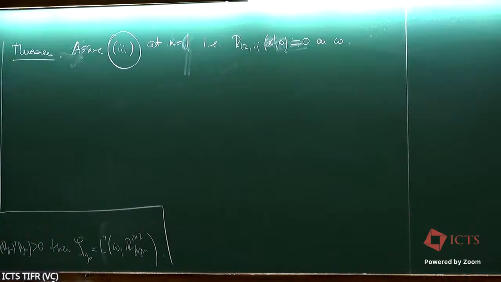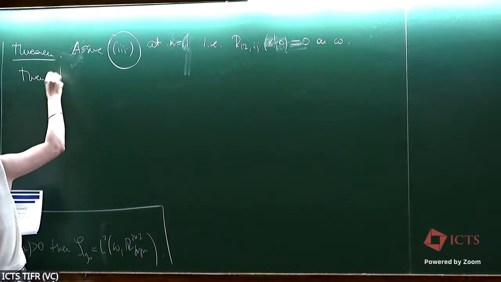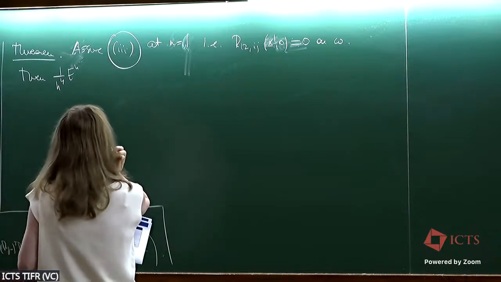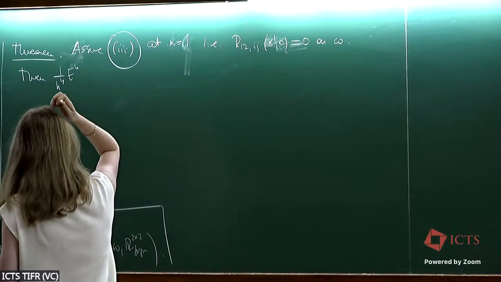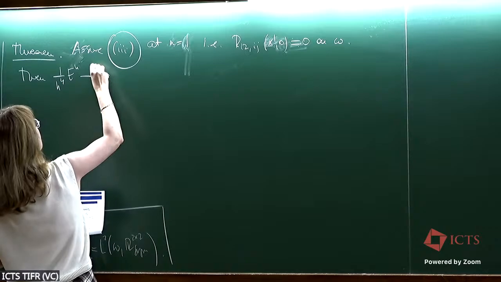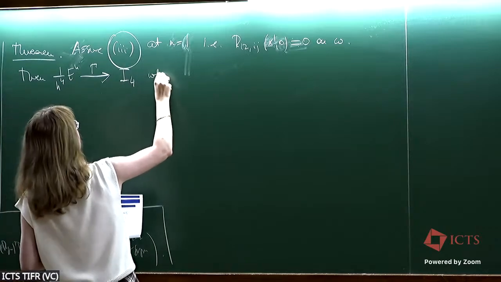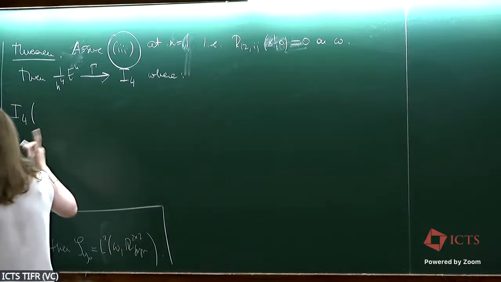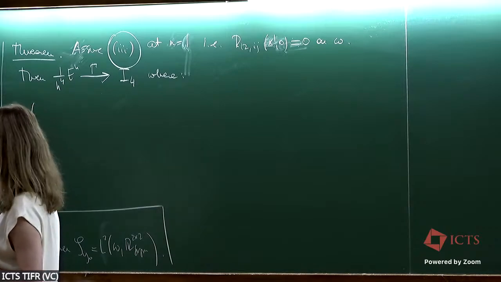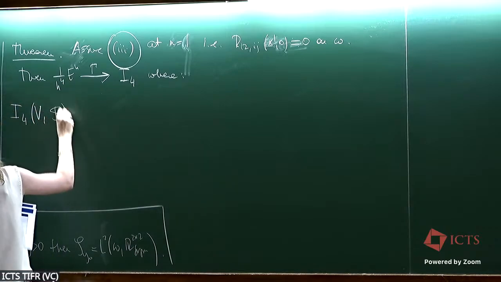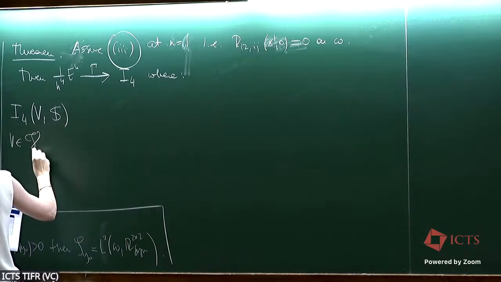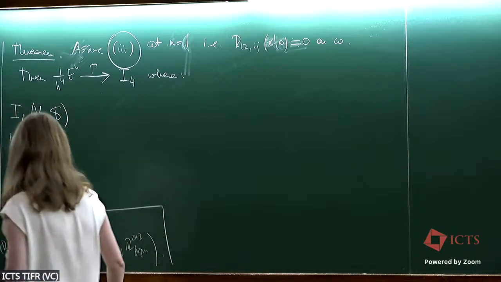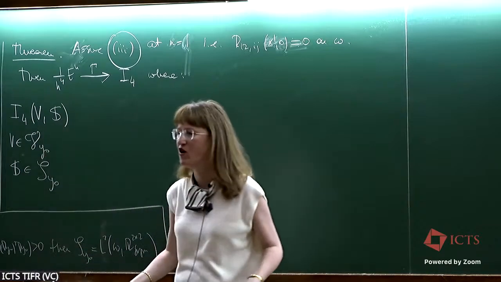Now I tell you what's the gamma limit. Then 1 over h to power 4 E^h, right? So then I know that the infimum is of the order h to power 4. It gamma converges to I4, where I tell you now what it is. So I4 is defined on V and on S, for V which belongs to V_{y0}, and S which belongs to S_{y0}. This is the domain of definition of I4.